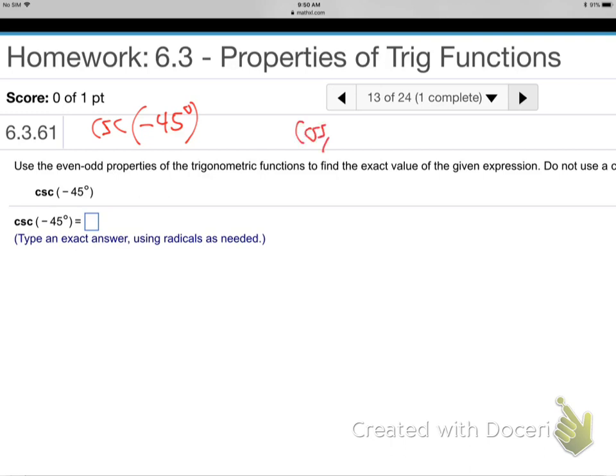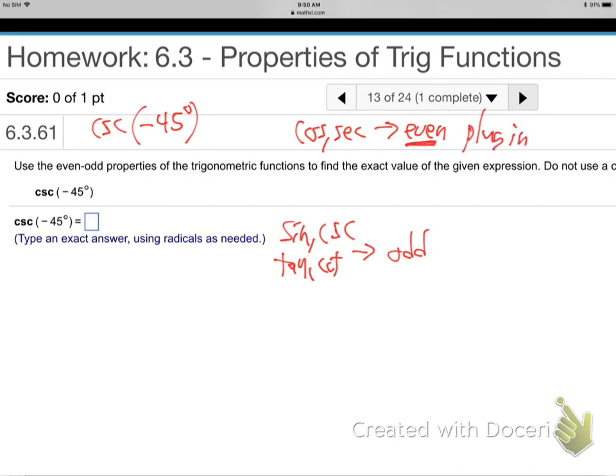Here's what it is. Cosine and his upside down, they always go together, are both even. And the other ones, sine and his upside down, cosecant, tangent and his upside down, cotangent, are all four odd functions. So what? What in the world does that mean? Anybody remember what an even function means? What does it mean for an even function when you plug in a negative? When you plug a negative whatever into an even function, the negative vanishes.